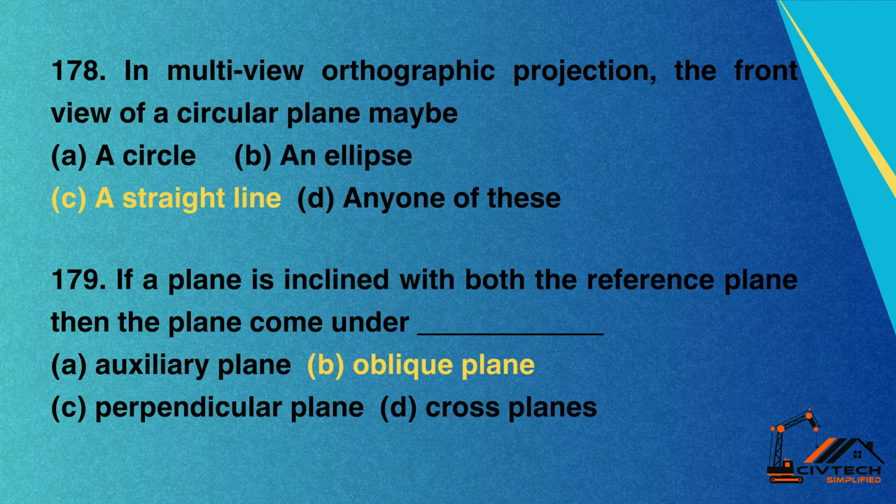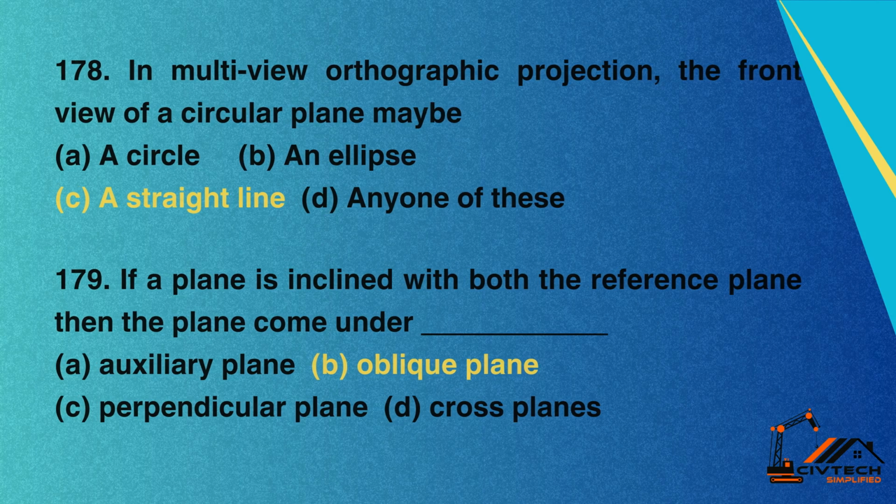178. In multi-view orthographic projection, the front view of a circular plane may be A, a circle, B, an ellipse, C, a straight line, D, any one of these. Correct option, C, a straight line. 179. If a plane is inclined with both the reference planes, then the plane comes under A, auxiliary plane, B, oblique plane, C, perpendicular plane, D, cross planes. Correct option, B, oblique plane.